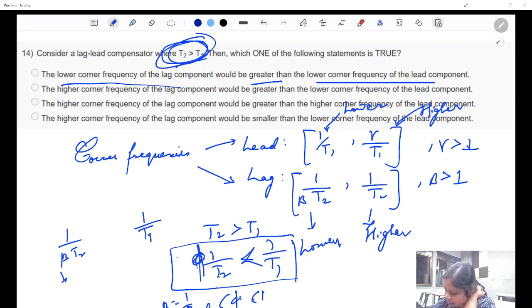So the option is the lower corner frequency of the lag component, which is 1 upon beta T2, which is this one, would be greater than the lower corner frequency of the lead component, which is not happening. We have a less than sign here and the question says greater. So this is definitely the wrong answer.